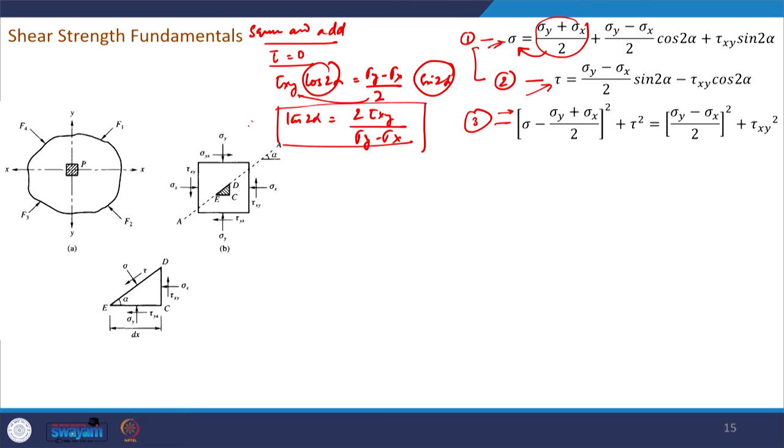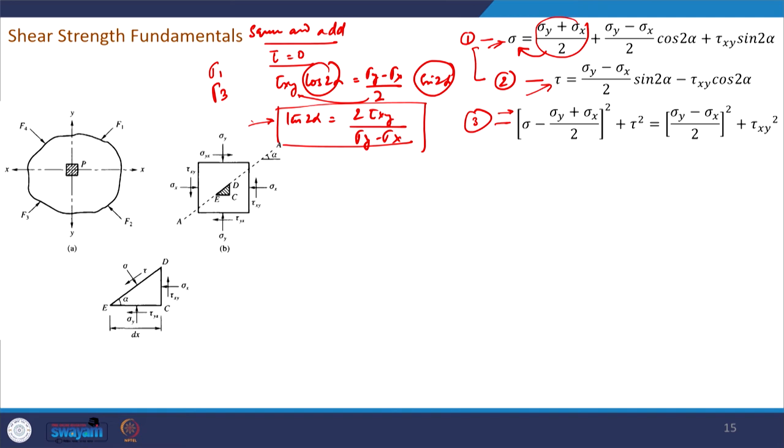Here you can see, since this is tan 2 alpha, which means you have two planes and these planes are perpendicular to each other, and by now we know that obviously there are two planes, because one plane will be corresponding to sigma 1 and one plane will be corresponding to sigma 3, and they will be perpendicular to each other.